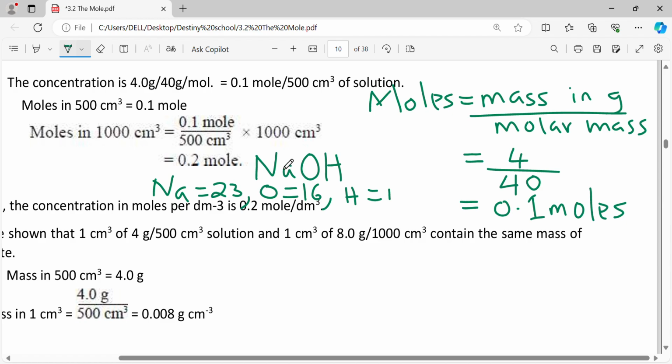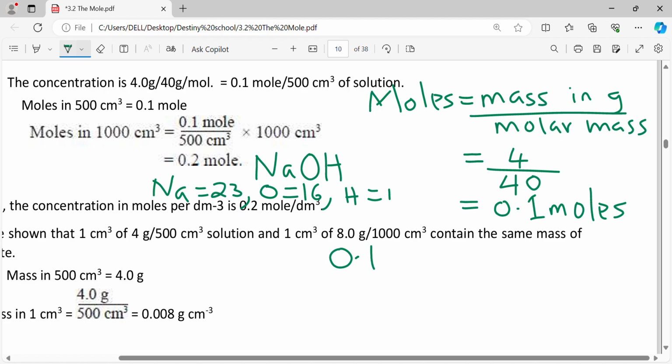You write the chemical formula because they told us it was sodium hydroxide which was dissolved, and this is the formula for sodium hydroxide, NaOH. And we have the molar masses: sodium, which is Na, has 23, oxygen is 16, hydrogen is 1. You add all of them, and you get the relative formula mass of sodium hydroxide. So we have 0.1 moles.